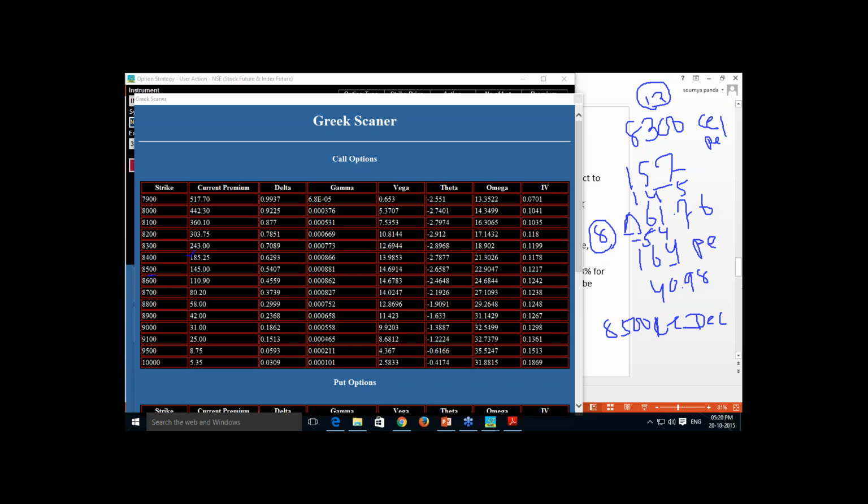By forming this cross calendar spread, by purchasing the 8,300 call option and selling the 8,500 call option for December, you manage the delta to 8%, which was 61% before. You have managed the premium. The premium paid was 157 rupees. You sold one, and by this process you have reduced that premium by 12 rupees.